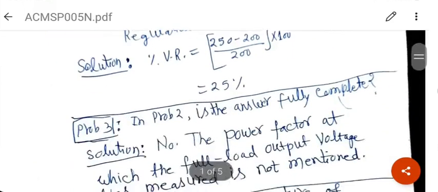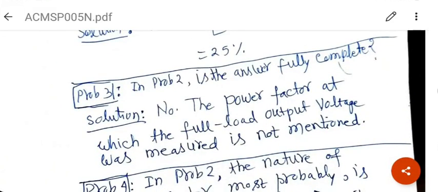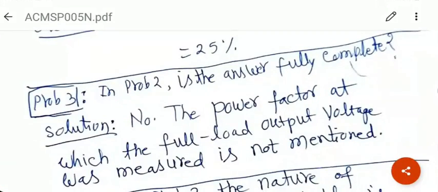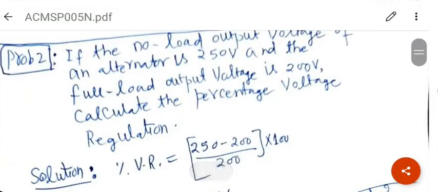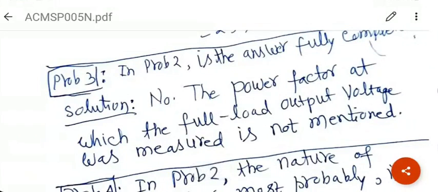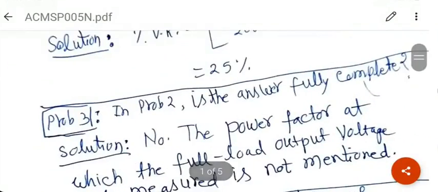Now, the third problem is actually interesting. In problem 2, is the answer fully complete? The solution is no. We have not mentioned the power factor at which the calculations were made. In AC machines, in AC generators, regulation is always mentioned along with the power factor at which the measurement was done. So this is the problem I wanted to show you. The correct answer will be only when you include the power factor.